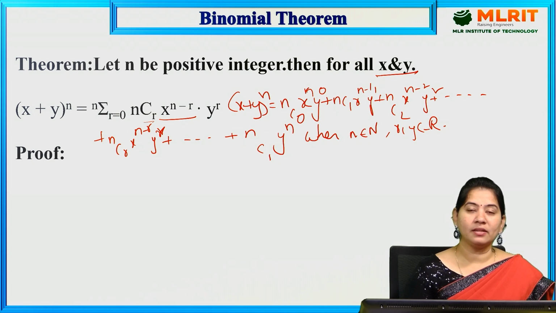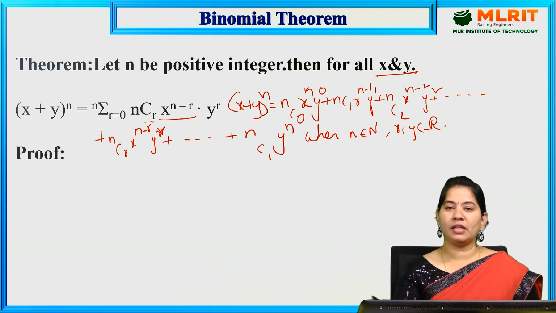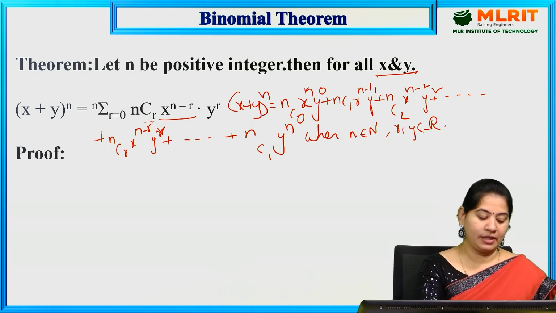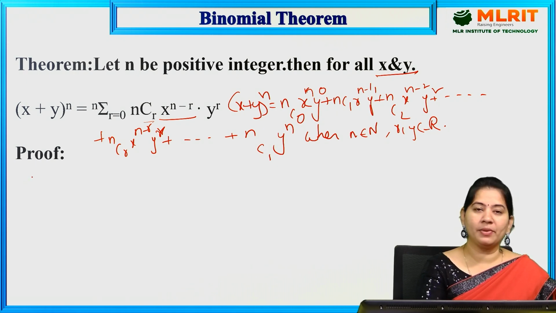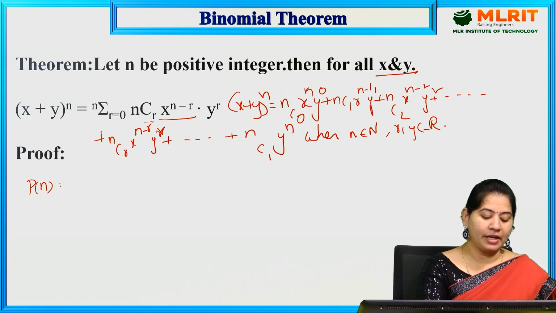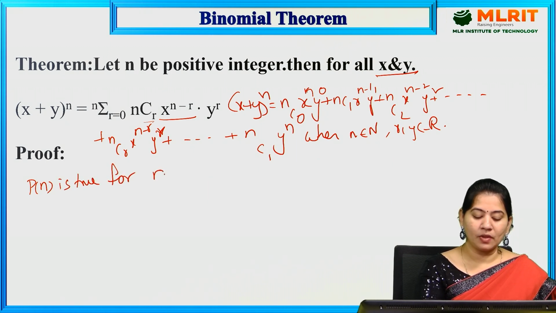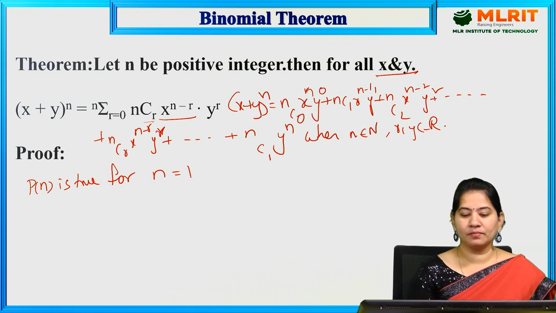So this is the theorem we have to prove, and this is the statement of the binomial theorem. Now let us try to prove this theorem by using the principle of mathematical induction. The first step of the principle of mathematical induction is that P of n is true for n is equal to 1. Now substitute n is equal to 1 in the above equation.